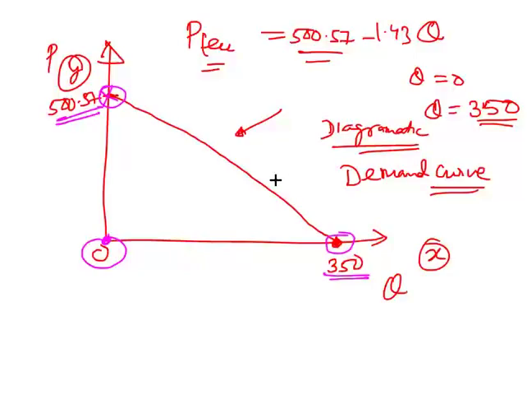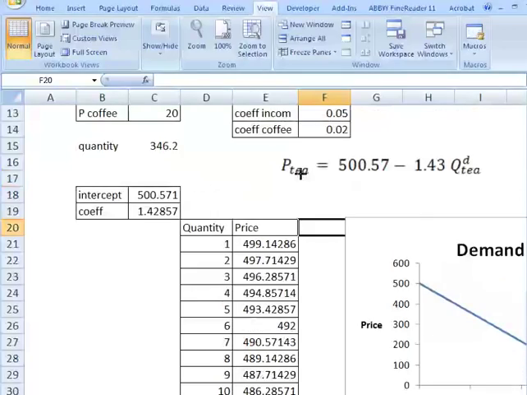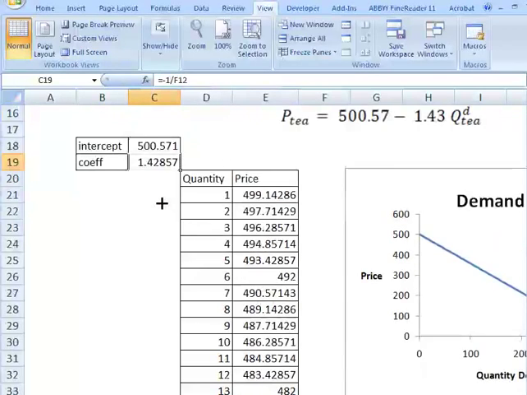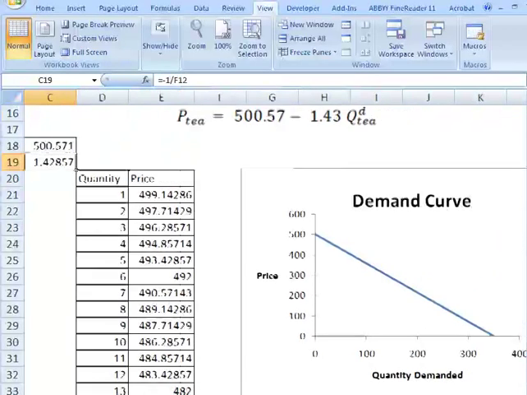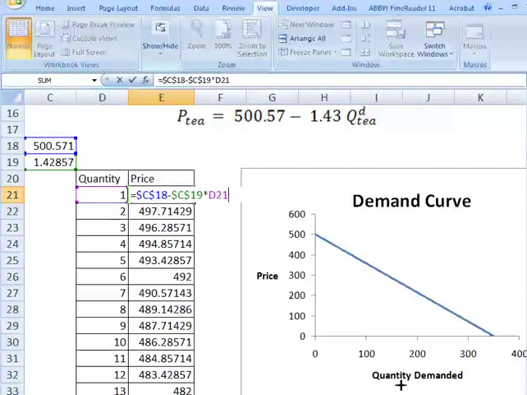To give you a better understanding, I have given this in the Excel. What we have is the intercept and the coefficient, and what we are doing over here is trying to see, at different quantity levels, what is the price. If the quantity is 1, what is the price? The quantity is 1, so the price will be 500.57 minus 1.53. If I press this, what I have is 500.57 minus C19.